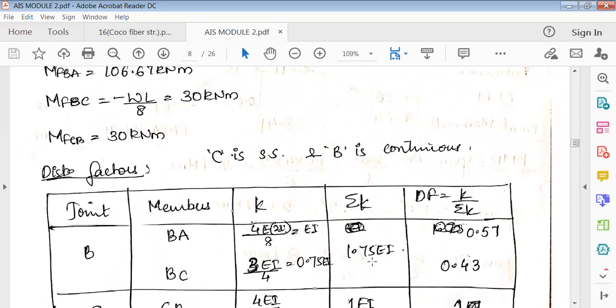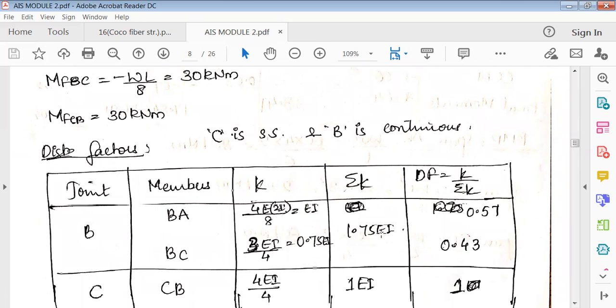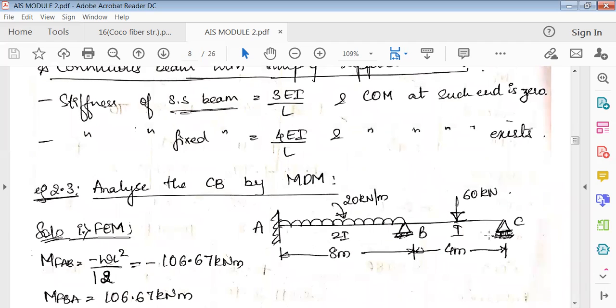So when you add both of these, it is 1.75 EI. Then the distribution factor is k divided by summation k. So k is 1 divided by 1.75, that is 0.57, then 0.75 divided by 1.75. Okay, you get these two values. Next is joint C.